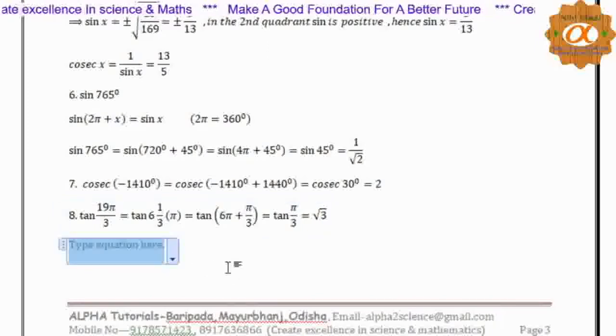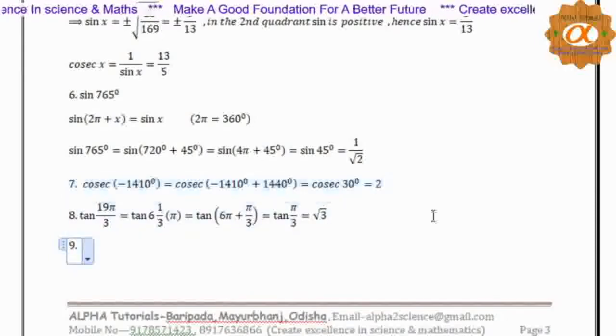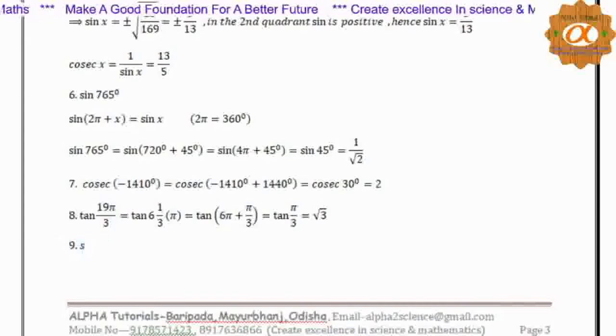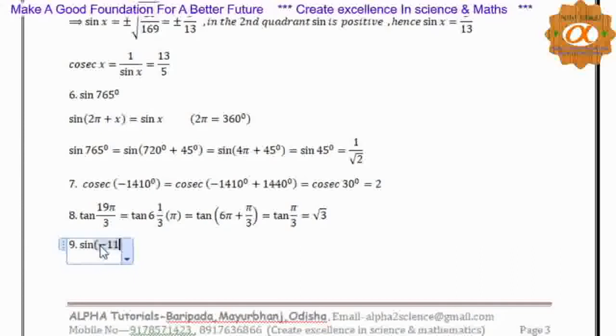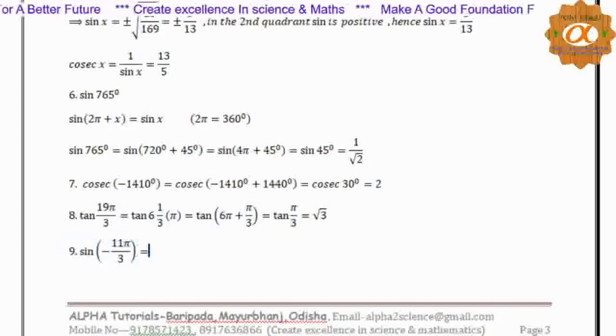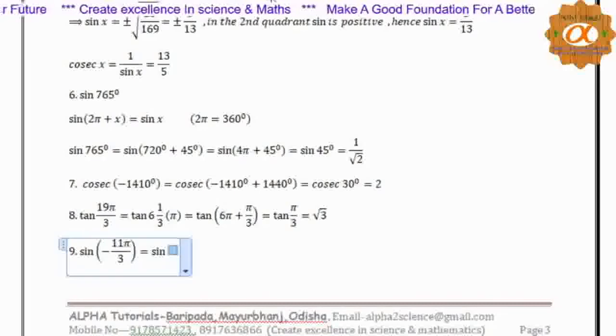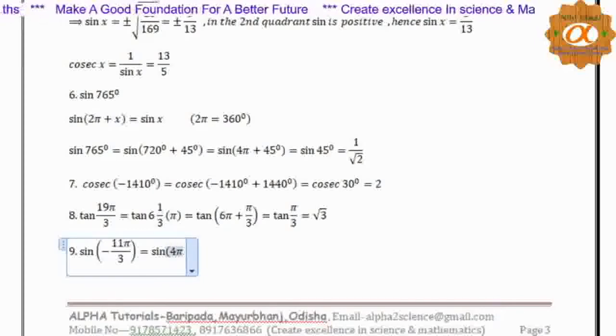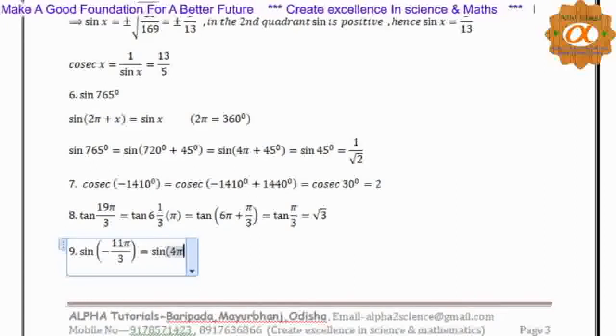Now we go to question number 9. In question number 9, it is given to find sine minus 11 pi by 3. We know we can add 2 pi, 4 pi. If we add 2 pi here, we still get a negative number. To make it positive, to get the answer easily, I add 4 pi. Because after adding 4 pi, the value will not change, because it repeats after every interval of 2 pi.